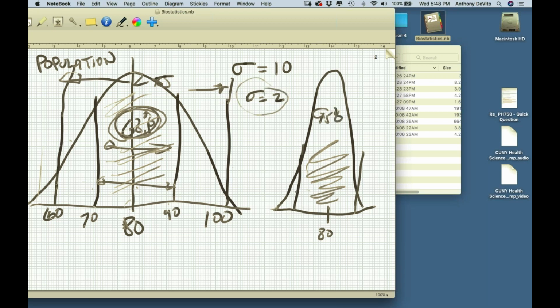But since the standard deviation now is 2, 95% of them are going to have a blood pressure between 76 and 84. This rule, this empirical rule, always holds up for normal distributions, even if the standard deviations and the means are different. Okay, guys, we have that. Does that make sense? Right? So that's going to be a valuable tool for us moving forward.